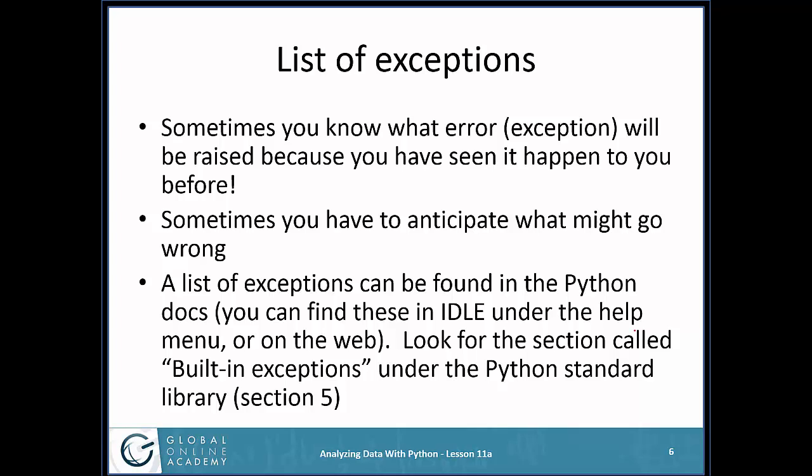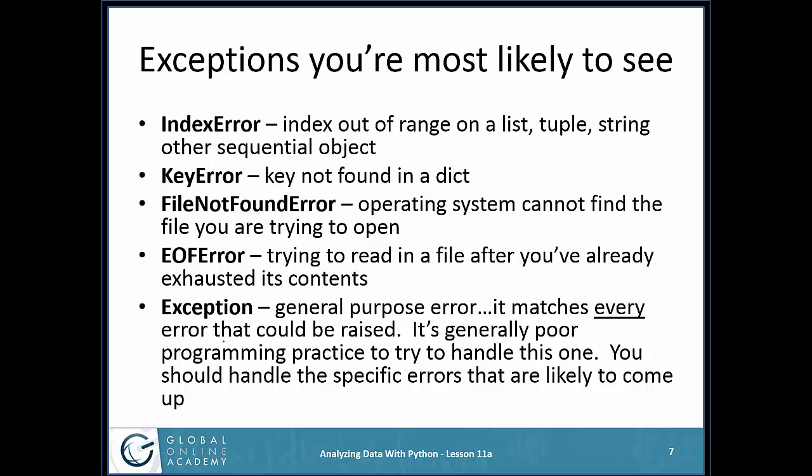Now, what are the exceptions? There are a lot of them. A list of exceptions can be found in the Python docs. Remember, you can get to the Python docs by going into help in IDLE, or you can go on the web and just search for Python docs. Look for the section that's called built-in exceptions. And if you're doing it from IDLE's Python docs under the help, you'll see that in the Python Standard Library section 5. But if you just search for built-in exceptions, you'll get a list of more than you ever wanted to know. Here are the ones you're most likely to see.